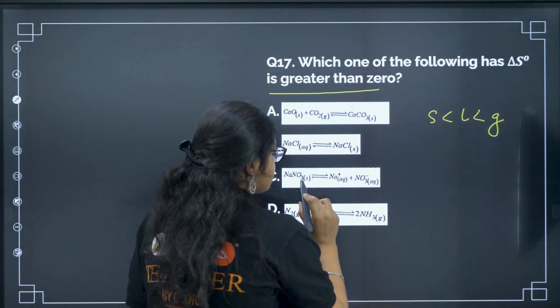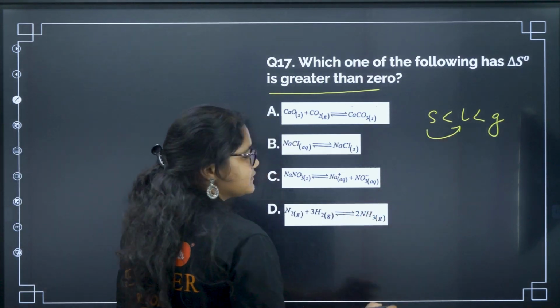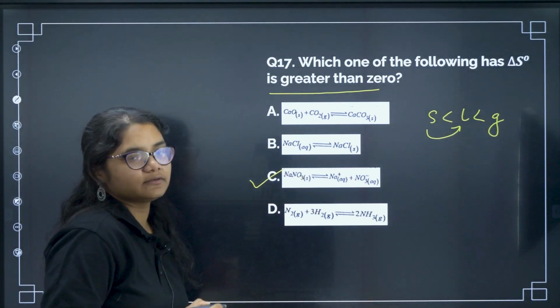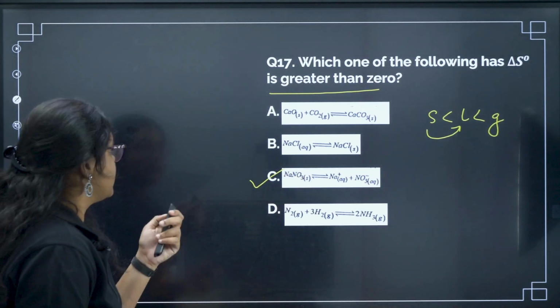Now here we can see from solid to aqueous, right? So delta S, or entropy, is increasing. So entropy will be positive in this case. Correct answer will be option number C. Next.